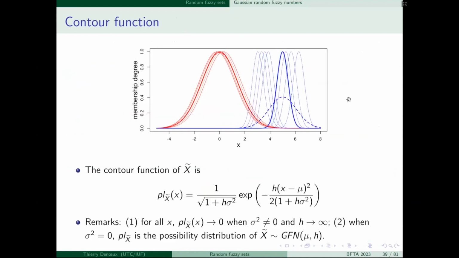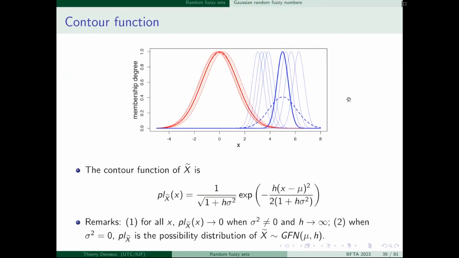Okay, and what can we do with this model? We can do some calculation. For example, we can compute the contour function at any x, and it has an expression like this. Here the solid line is the contour for the red random fuzzy set, and the dashed line is the contour for the blue one.